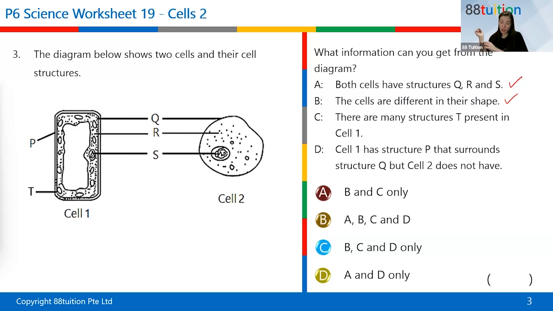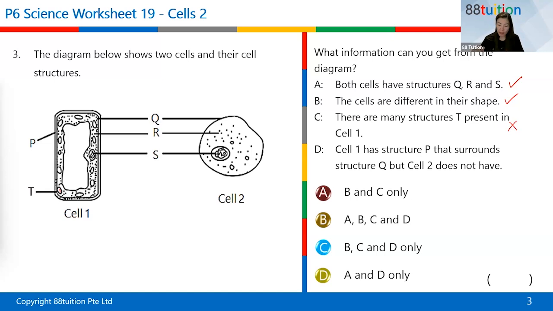There are many structures T present in cell 1. What is it referring to, T? Are you able to tell what it is pointing to? It's the chloroplast, meaning this one. The picture's not very clear. It seems like it's pointing to the cell membrane on my diagram. This is something to take note of also. So if it's a chloroplast, it's correct.